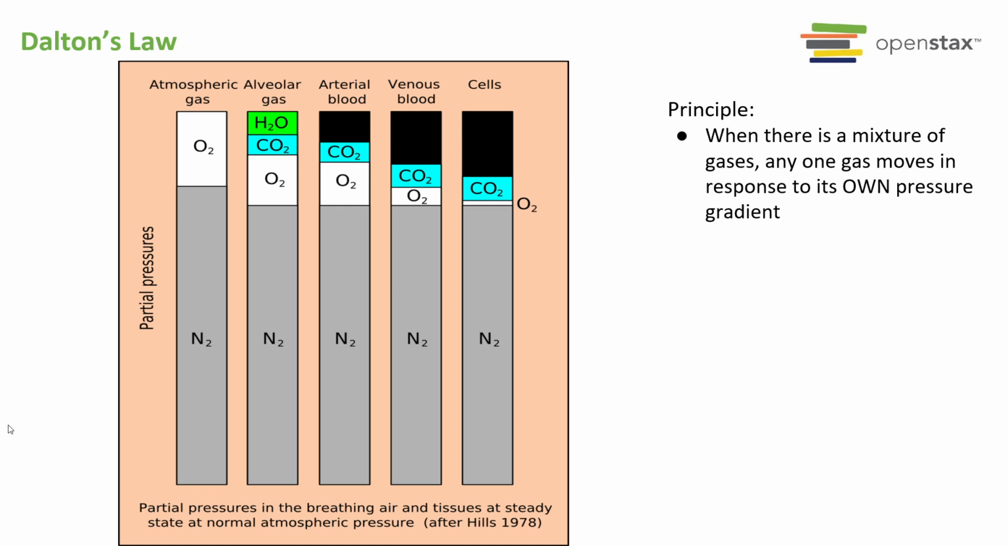On the screen here, you can see the partial pressures in the air and the tissues at a steady state and at a normal atmospheric pressure. Once again, in the atmosphere, we have oxygen and nitrogen. As we start to move our way towards the alveolar gas, the arterial blood, and the venous blood, and the cells, we see the proportions change.